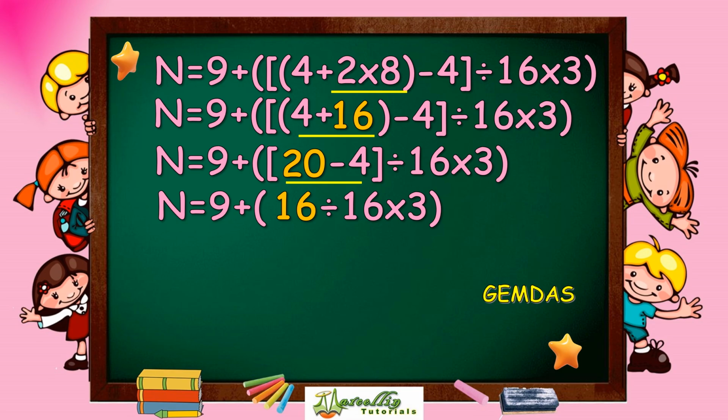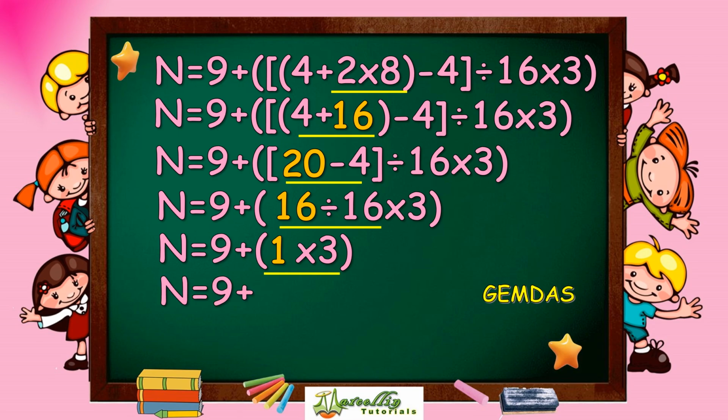Let's solve first 16 divided by 16. Again, copy the numbers on the left and include the result for 16 divided by 16, which is 1. Then multiply by 3. Next, let's do 1 times 3. Okay, then that is 9 plus 3. We have now 9 plus 3, that is 12.